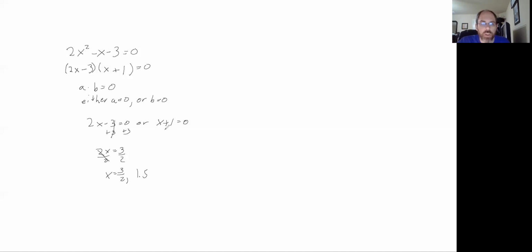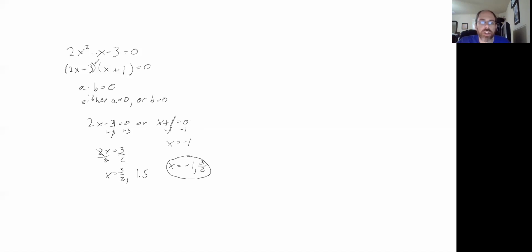Here, of course, all I need to do is subtract 1 from both sides. Those will cancel, and I get x is equal to negative 1. So my two solutions for this, x could be either negative 1 or it can be positive 3/2. And this is going to be my solution set right here for this original quadratic equation.